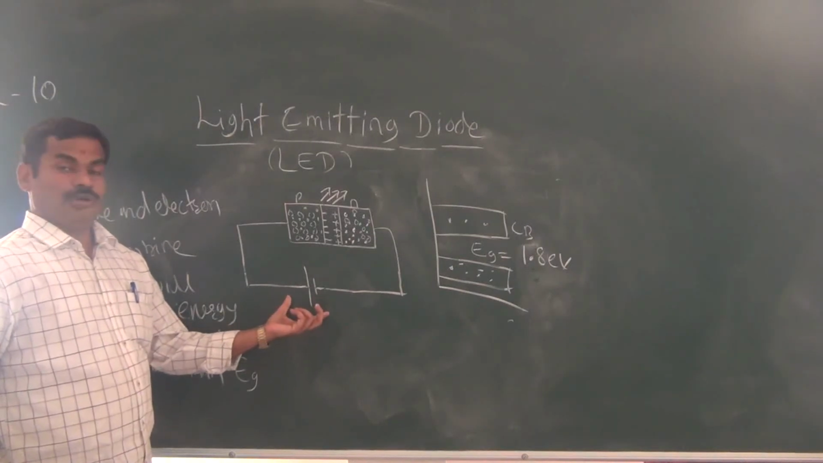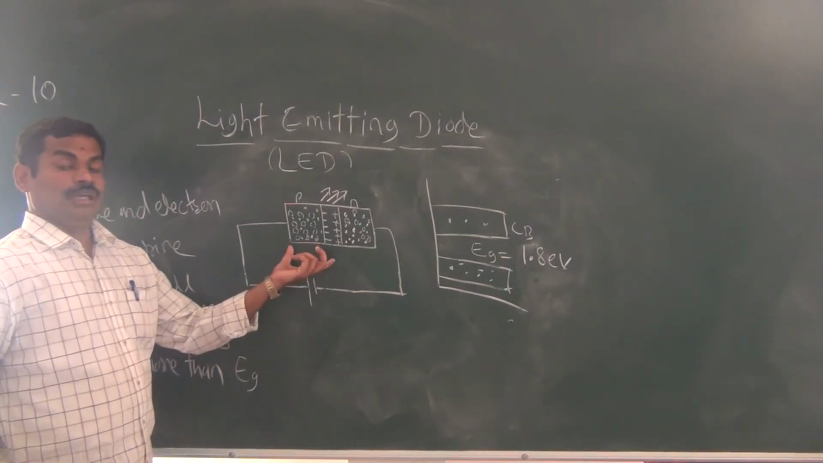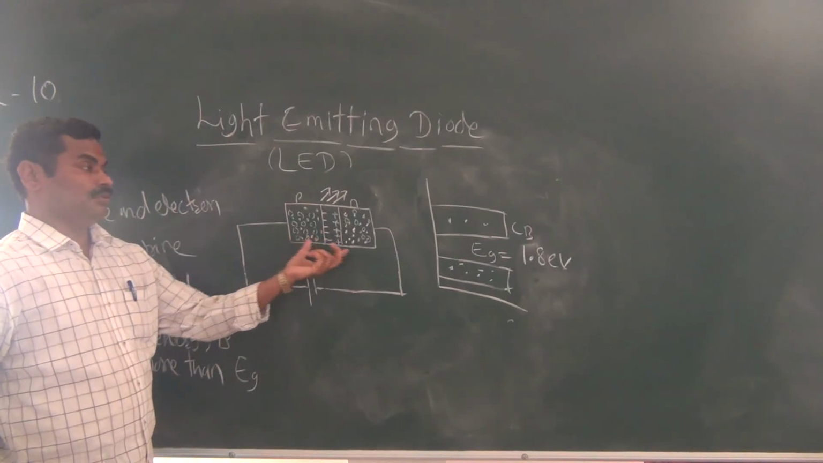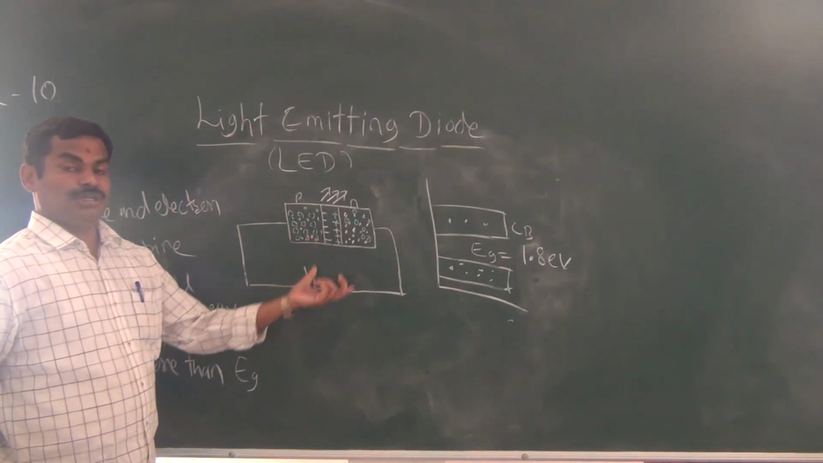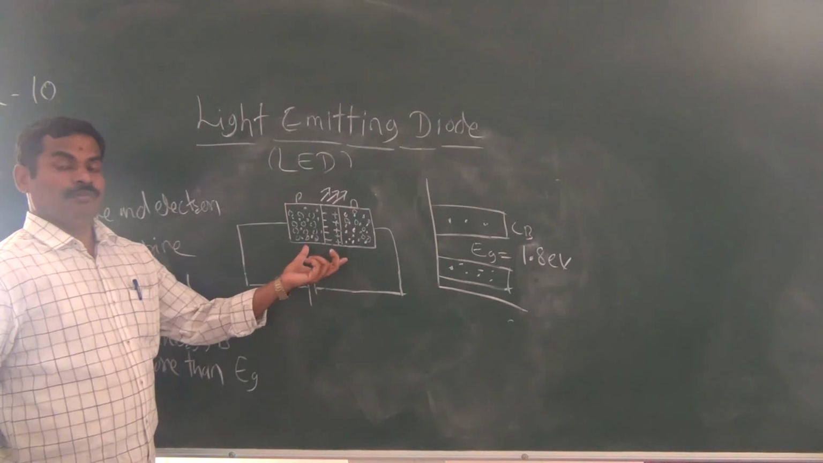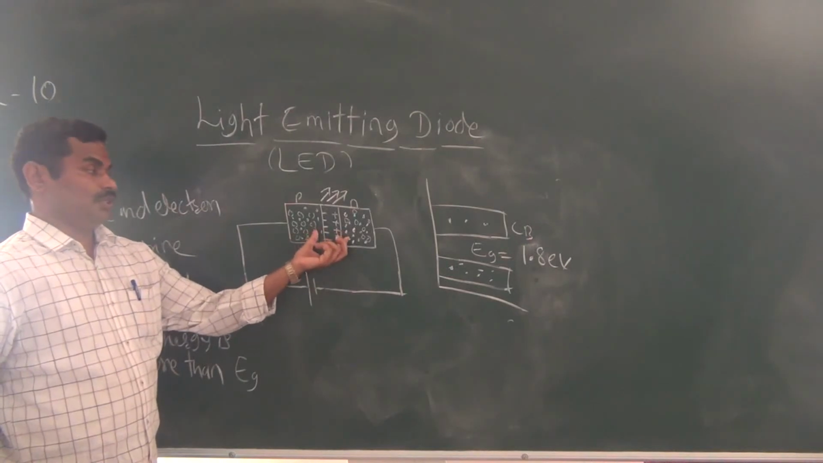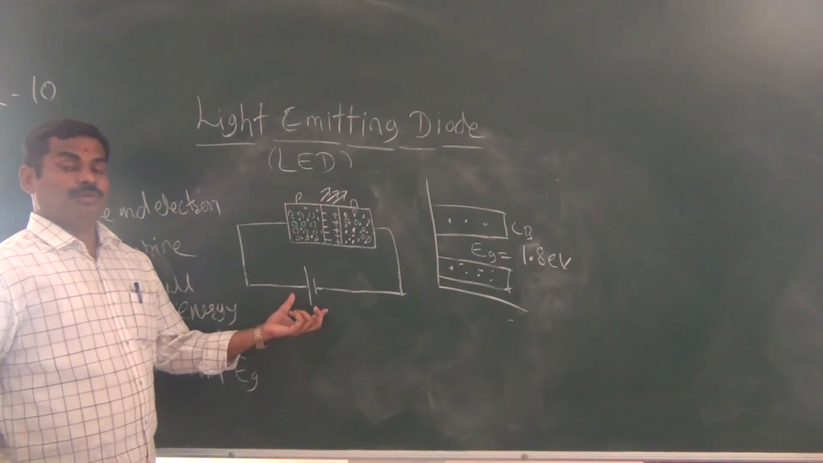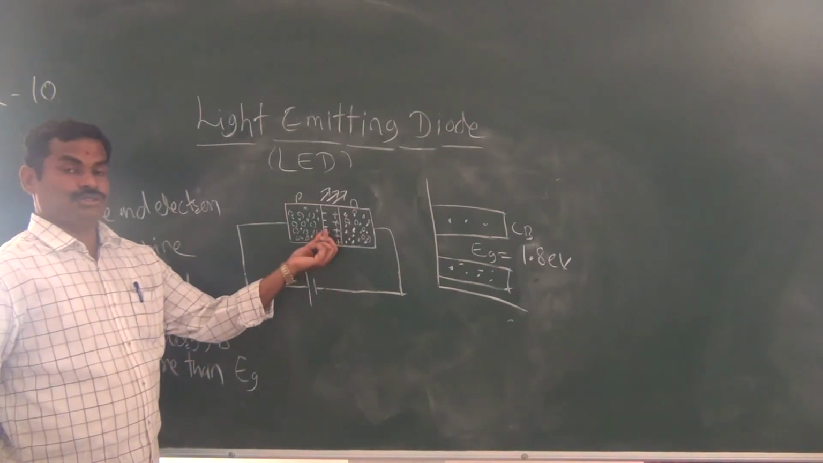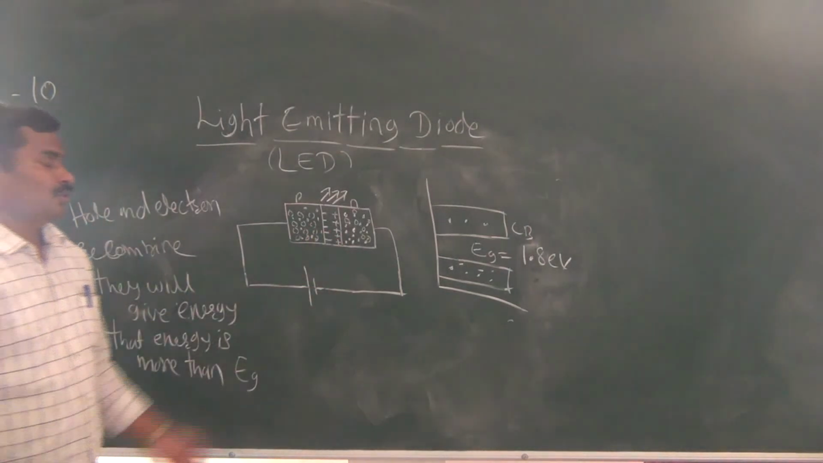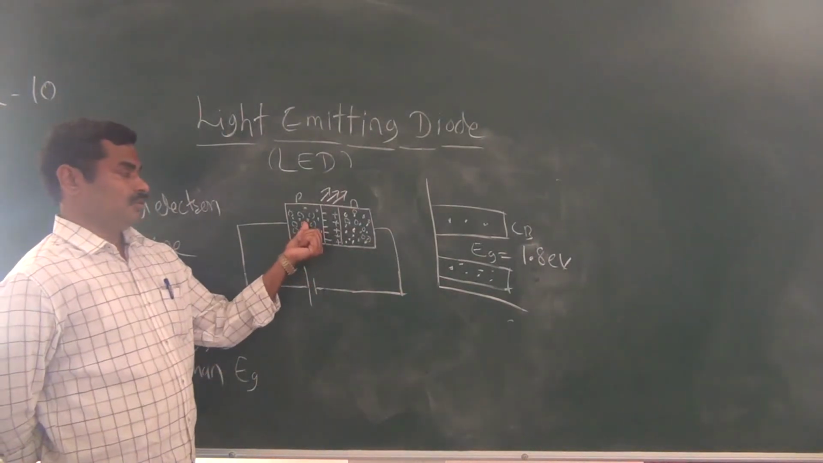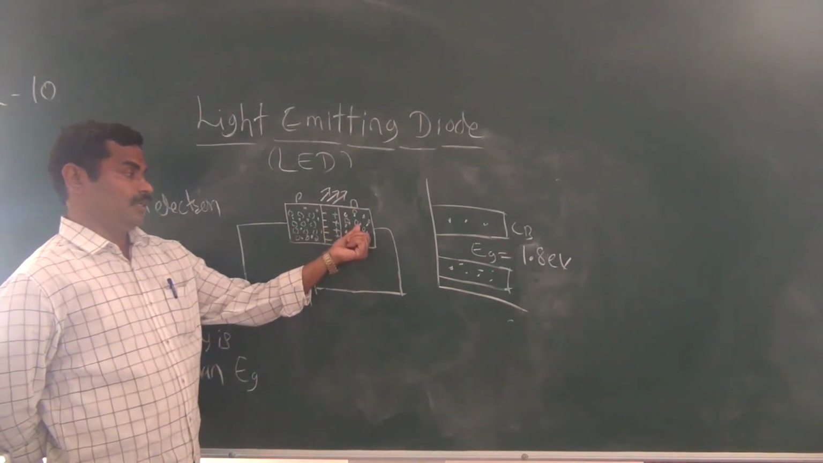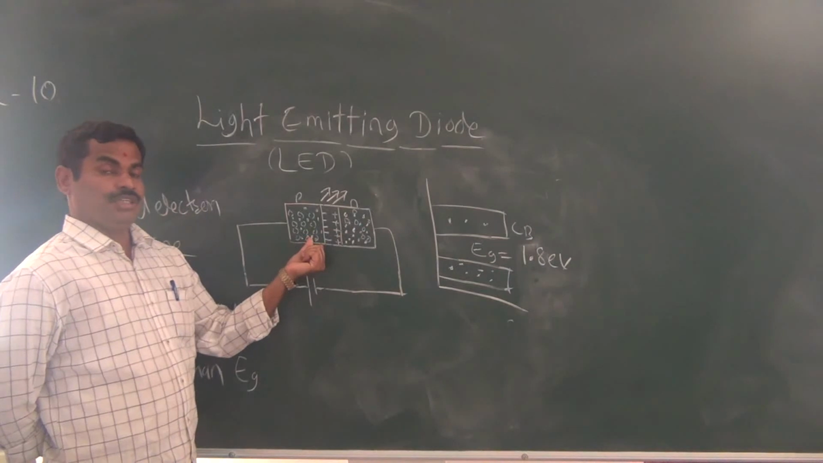Once again, very simple. As you apply forward bias to the heavily doped PN junction, it conducts, and because it is heavily doped and forward biased, the depletion layer is very thin and reduces. When the depletion layer reduces, what happens? The holes move towards the n side, and the electrons move towards the p side.